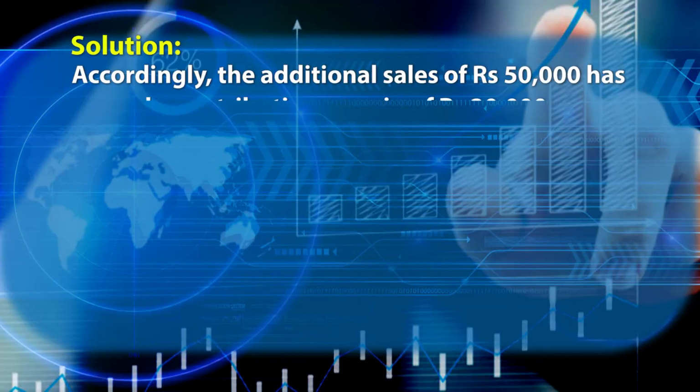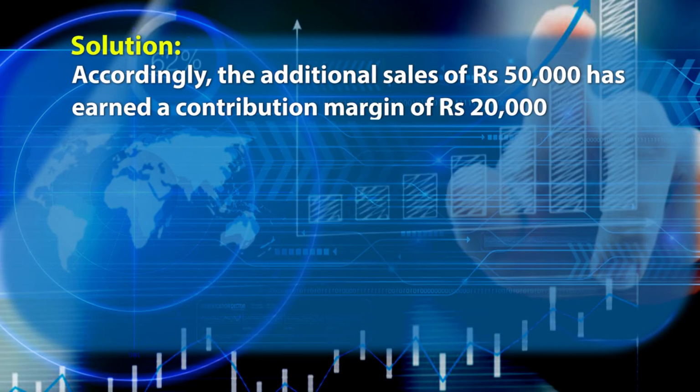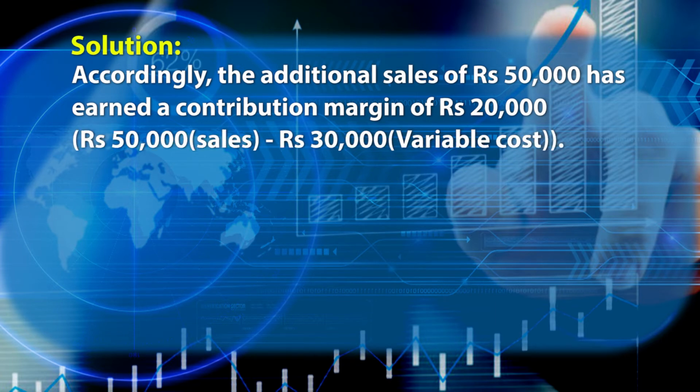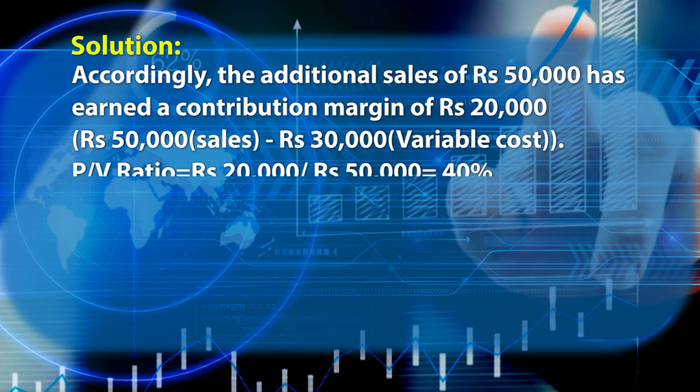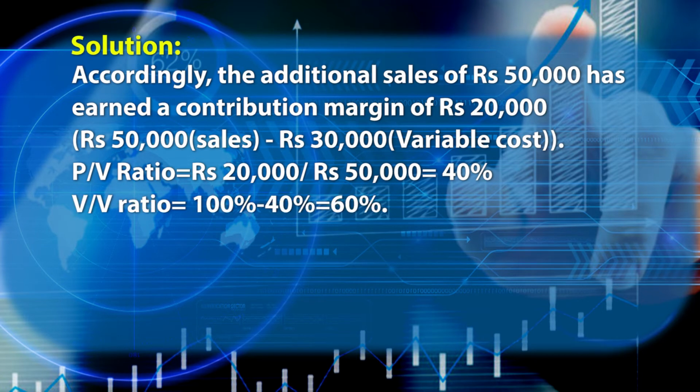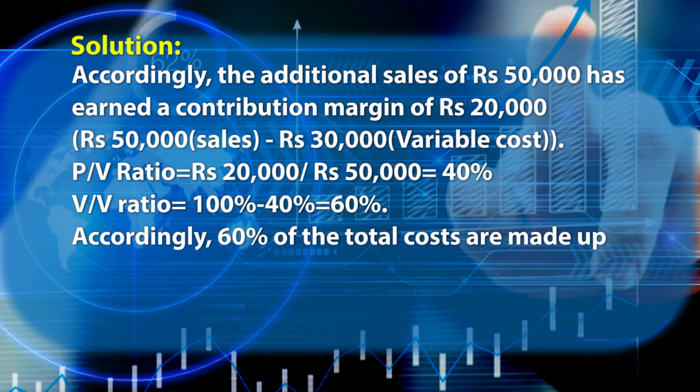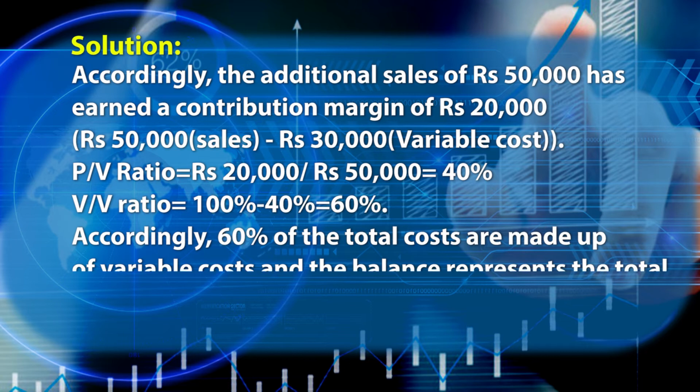We know that only variable cost changes with a change in sales volume, and hence change in total cost is equivalent to variable cost, rupees 30,000. Accordingly, the additional sales of rupees 50,000 has earned a contribution margin of rupees 20,000. Rupees 50,000 sales minus rupees 30,000 variable cost. PV ratio is equal to rupees 20,000 upon rupees 50,000, which will give you 40%. VV ratio is equal to 100% minus 40%, which will give you 60%.